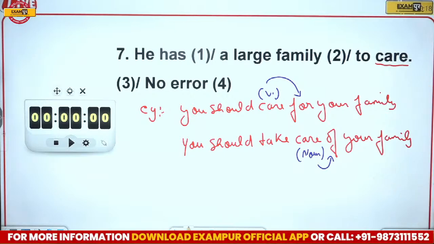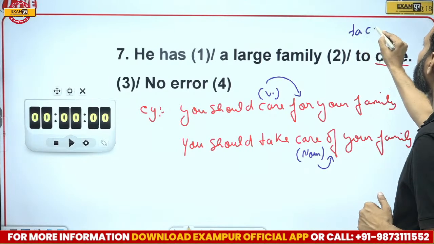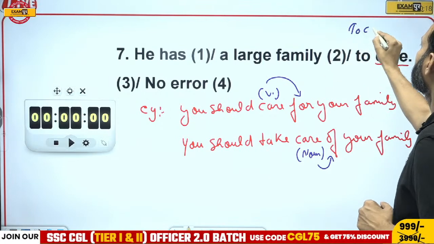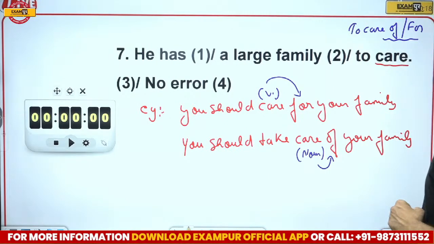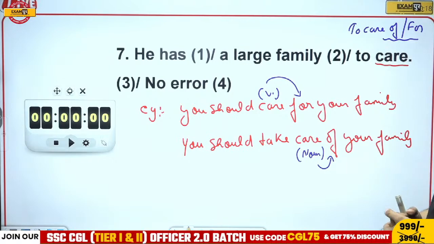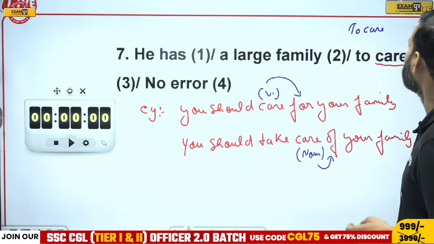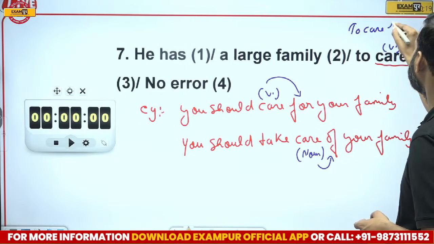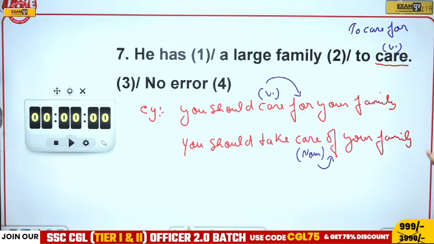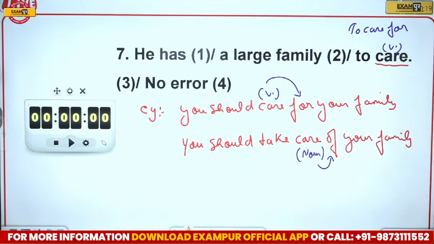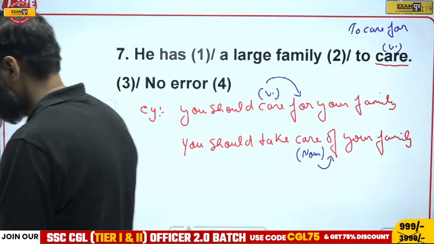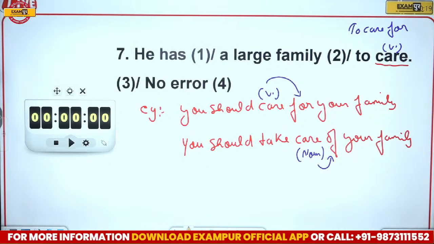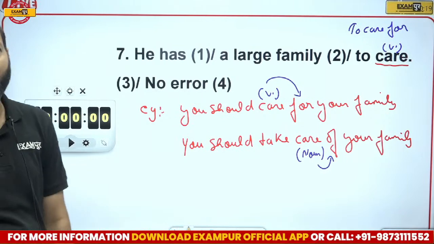So care will be followed by of or for. We need to suffix of or for after care. He has a large family to care. To care. Here care is a verb, na? So care for. For will be used. He has a large family to care for. Why do we need for? Because as I said, if care is a verb, we need to add for. Clear? He has a large family to care for.